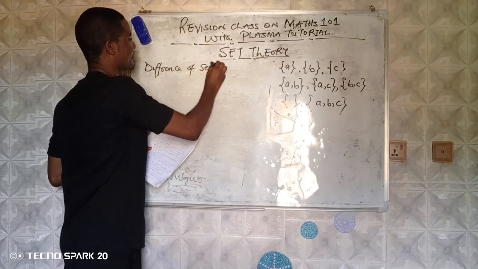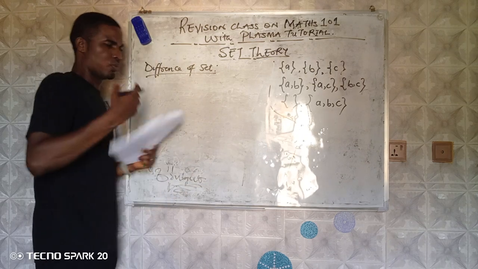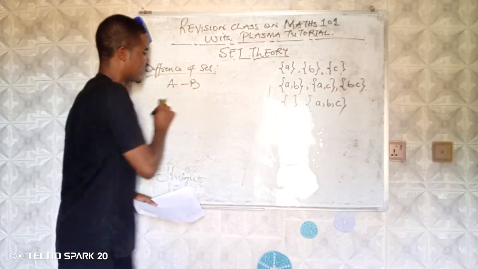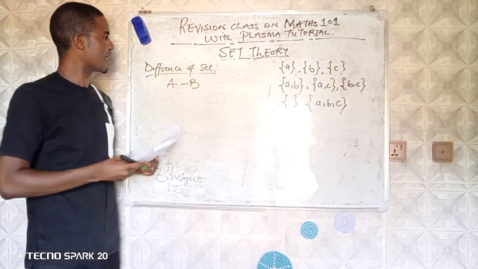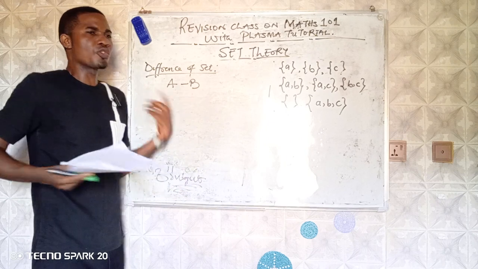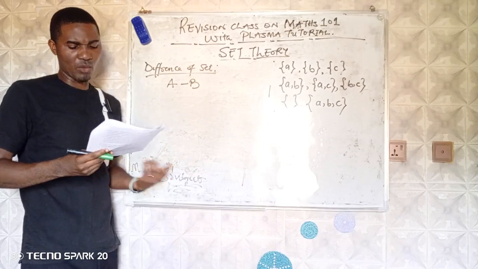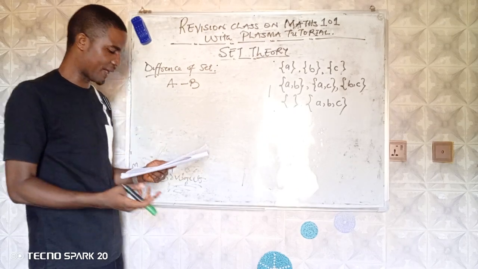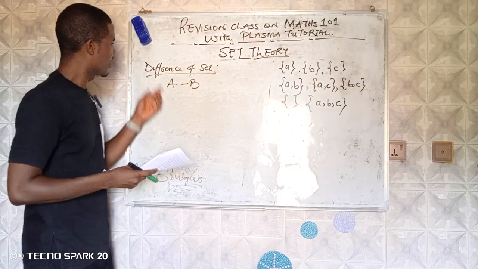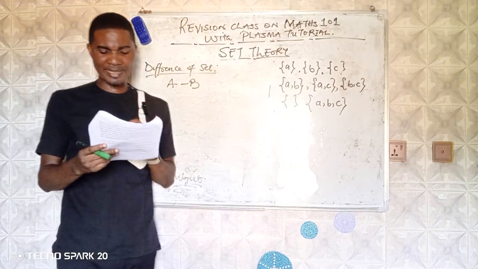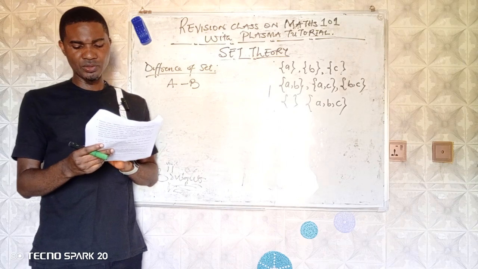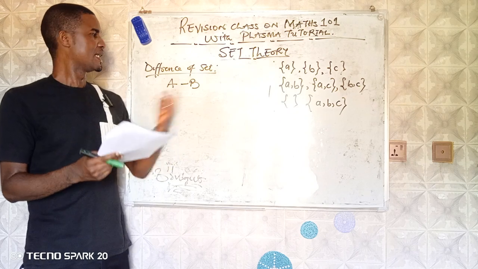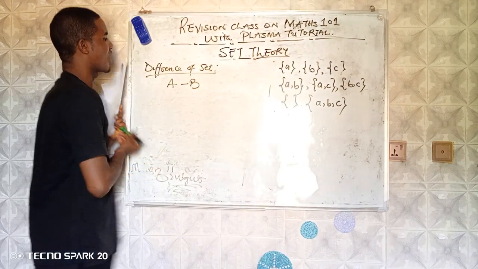Difference of sets. We all know in mathematics what we mean by difference. A minus B is A difference B. So when we say A minus B is A difference B, what do we say? The two sets, A and B, are said to be different with respect to A. It can also be referred to as relative complement. Set difference can also be referred to as relative complement.